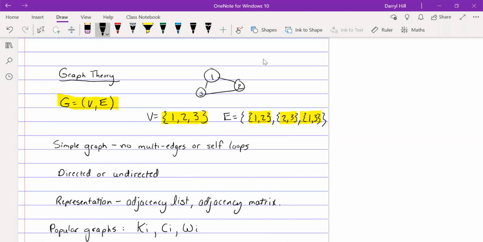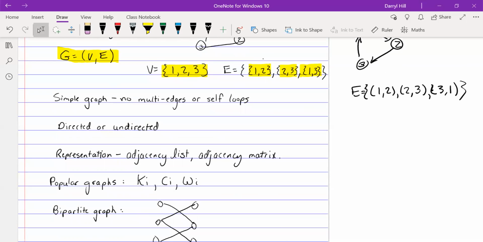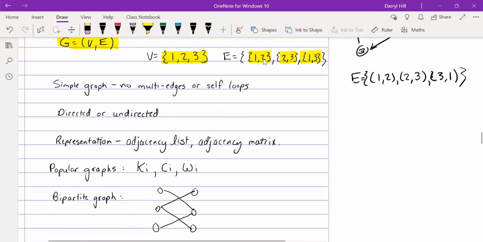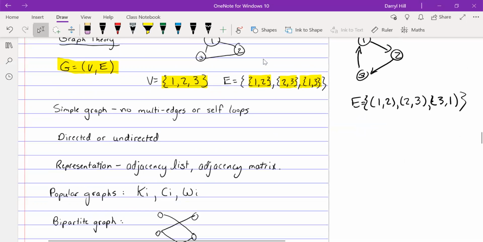So if I added in edges here, or let's say I had this graph instead, then my edge set would be (1, 2), (2, 3), and (3, 1), and the order matters in this case. A simple graph means no multi-edges or self-loops. A multi-edge means I have 2 edges between the same vertices, and a self-loop means I have an edge that links a vertex to itself. Most of the graphs we deal with are simple graphs, unless we say otherwise. But directed or undirected, you should pay attention because we deal with both of those.